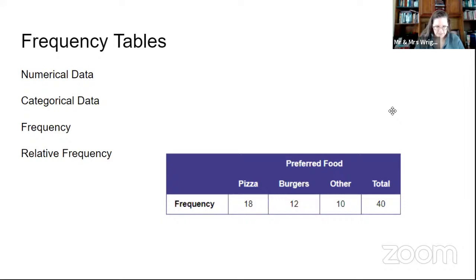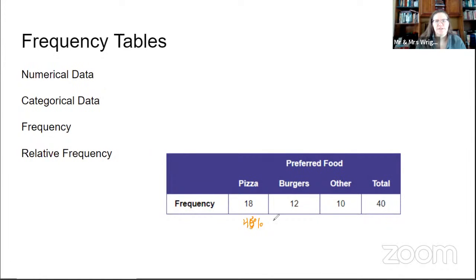So if we were to take 18 divided by 40, we'd get 0.45. So we could say 45%. And then 12 divided by 40, you get 0.3, so that's 30%. 10 divided by 40 is 25%. Now your total, when you add all these up, 45 plus 30 plus 25 should always come to 100%. Okay, if you've done your math correctly, that's a way to check your math. So this is the relative frequency.